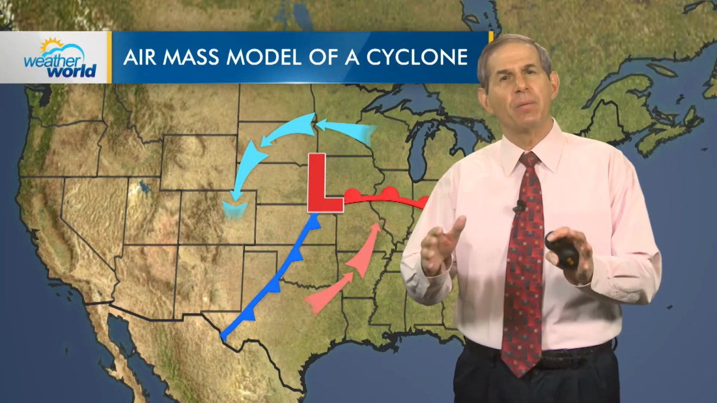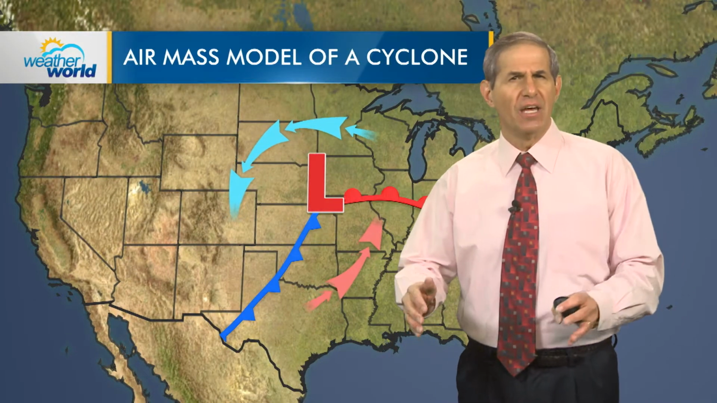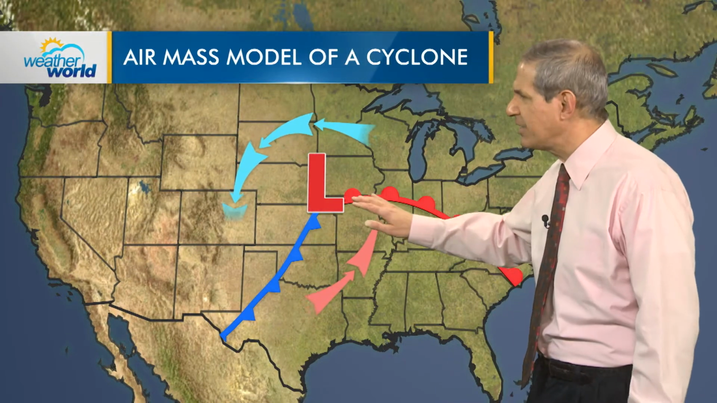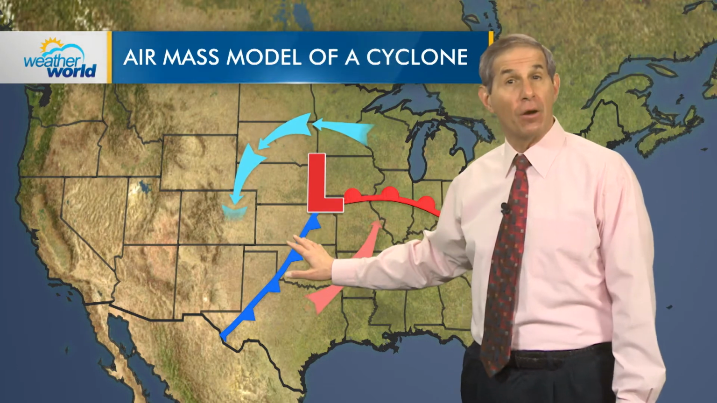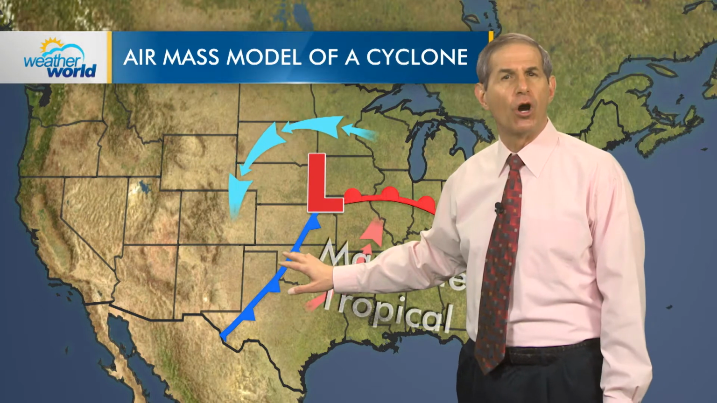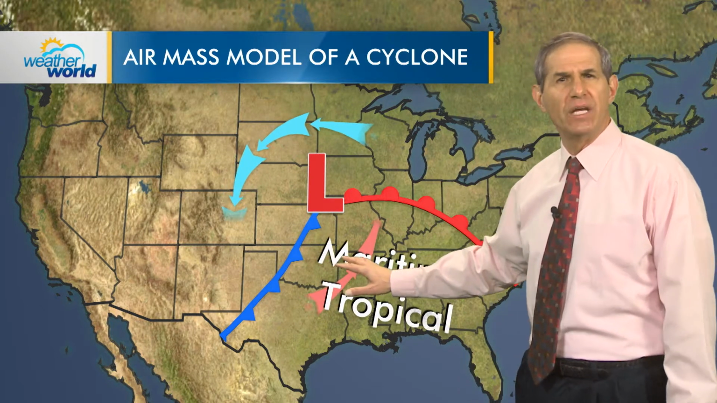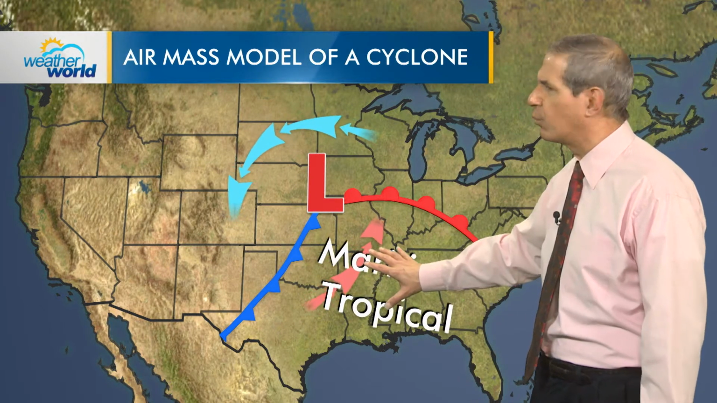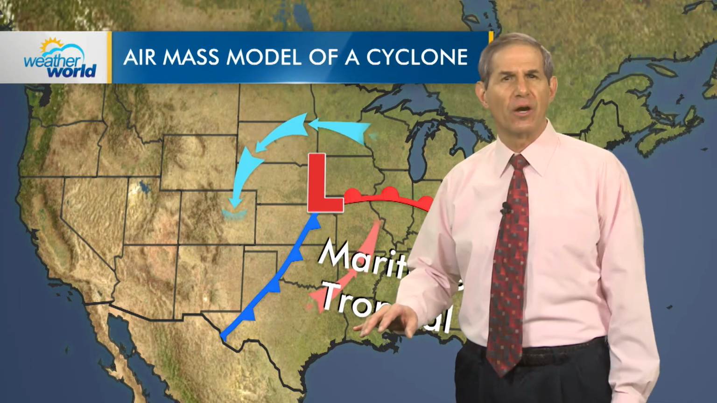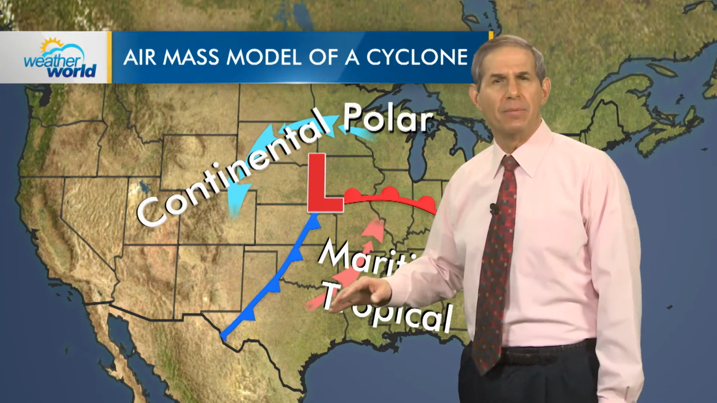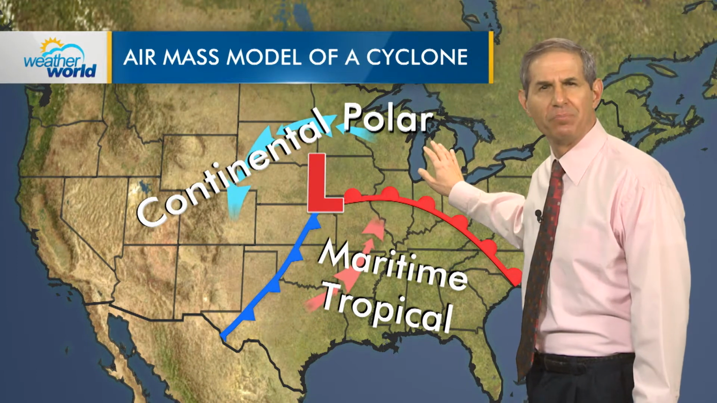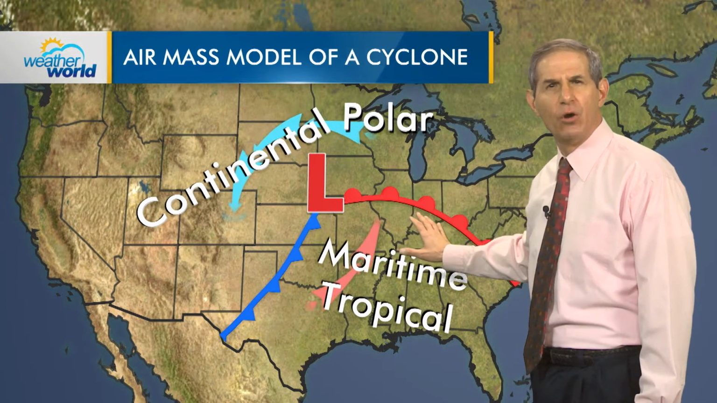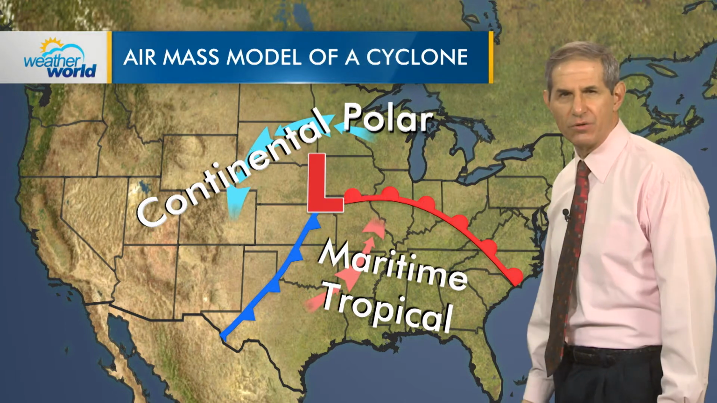Now, the most common way to think about a low uses an air mass approach. A typical storm has a warm front extending to its east and a cold front to its south. And these fronts separate different air masses. The warmer and moister air, called maritime tropical, resides between the warm and cold front. This area is called the warm sector. Colder and drier air, called continental polar, comes in behind the cold front while also retreating to the north of the warm front. And this air mass model of a low has been around for more than 100 years.